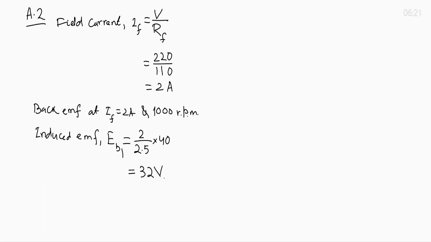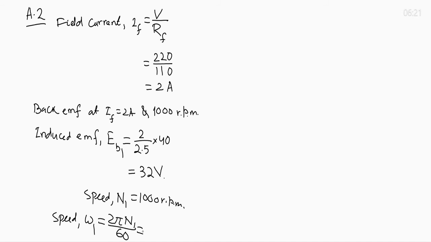The corresponding speed N1 is 1000 rpm, because induced EMF also depends upon the speed along with the flux. So speed omega 1 is 2 pi N1 by 60, where N1 is 1000 rpm. So you find 104.72 radian per second.